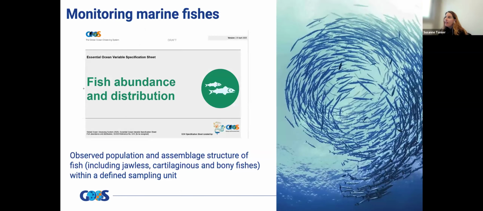Thank you, Ant. So as already mentioned by Ant, with the intention of keeping the specification sheet broad and inclusive, the Fish Abundance and Distribution EOV focuses on observed population and assemblage structure of marine fishes, including jawless fishes, cartilaginous, and bony fishes. The goal is to measure these groups consistently within a defined spatial unit so that we can track how fish populations change across space and time. Next, please.